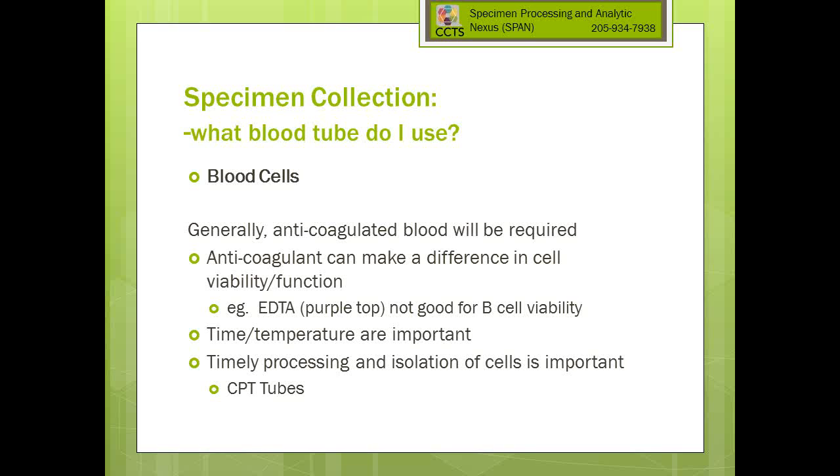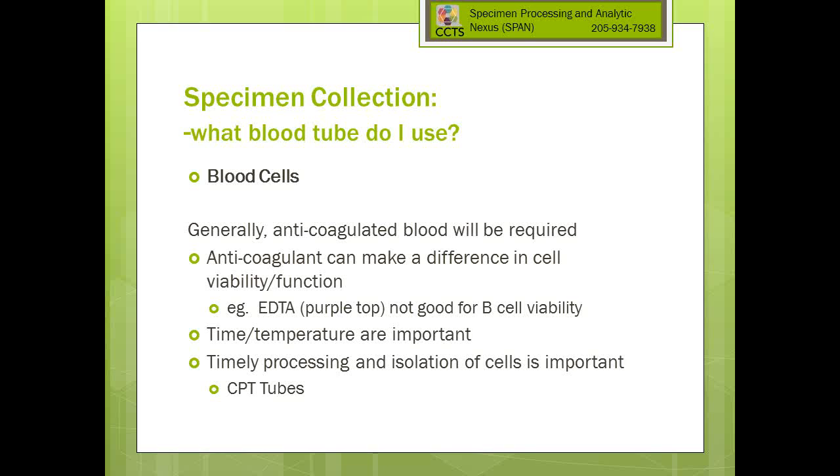So it really depends on understanding the cell type you're interested in and what it is you think you want to do with the cells that will dictate how your sample is handled after collection. And obviously, whenever you're working with cells, it's really the timely processing and isolation that's going to be the most important thing. As soon as you can get those cells isolated out, the better you're going to be.